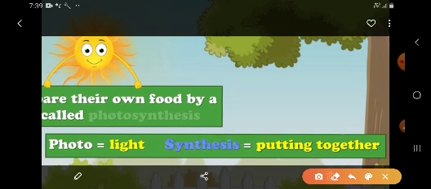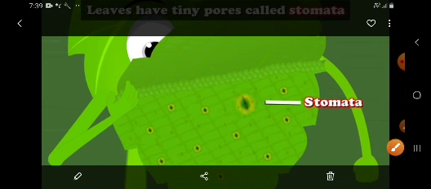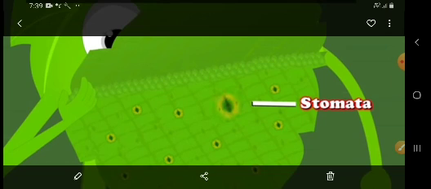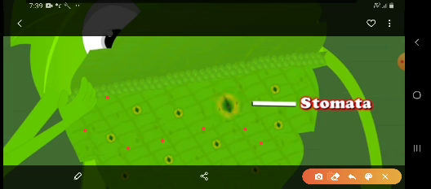In this process, the plants prepare their food. So let us see. Children, here we can see the picture of stomata. This is the lower part of the leaf, where we can find some openings. These openings are called stomata. These are the small pores or openings which are called stomata.